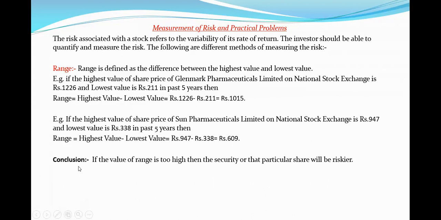So what is the conclusion? If the range is too high, you can see the range of Glenmark Pharma is very high. So this security is more risky compared to Sun Pharma. Both stocks are from the same industry, right? Pharmaceutical. But Glenmark Pharma is very risky because it is having a highest range. If the range is too high, then the security or that particular share is risky.